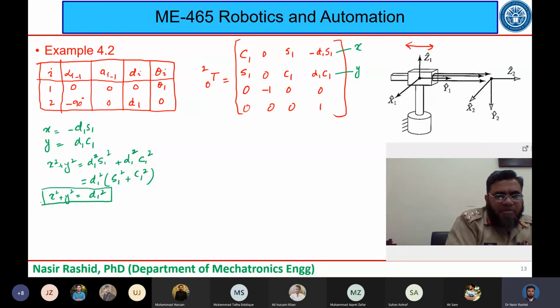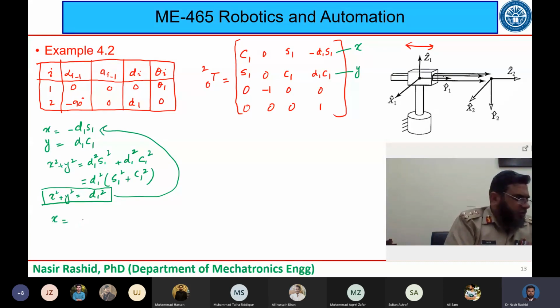ये d1 की वैल्यू मैं यहाँ से निकाल सकता हूँ। So let us now put it back here, क्योंकि मैं x की वैल्यू निकालना चाहता हूँ। So यहाँ से x will be equal to, जो कि मुझे पता था, x is equal to d minus d1 sin theta 1, और मैं यहाँ से अगर sin 1 की वैल्यू निकालना चाहूँ तो sin 1 would be minus x over under root x square plus y square.